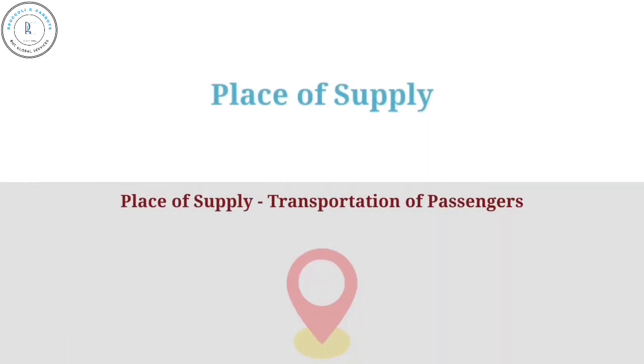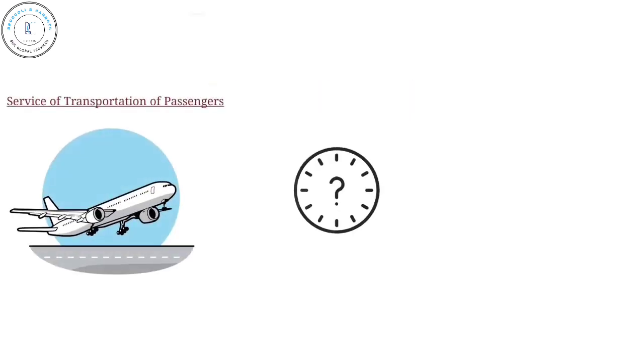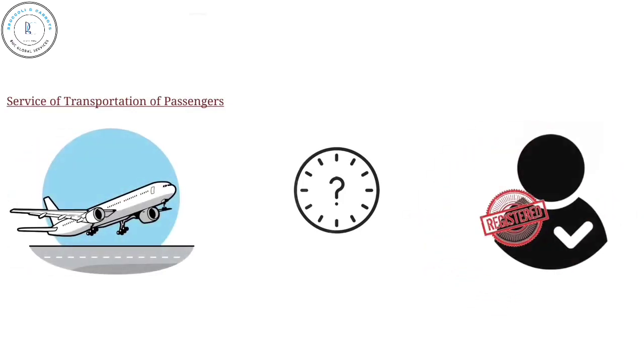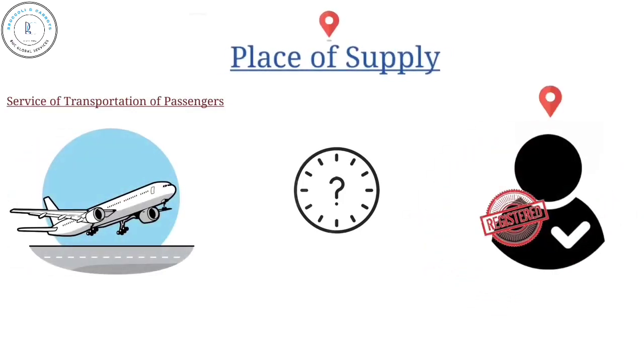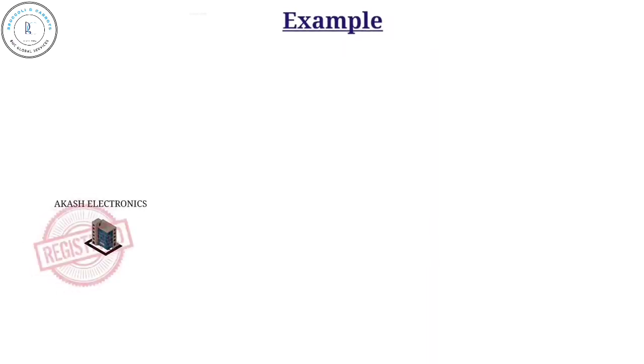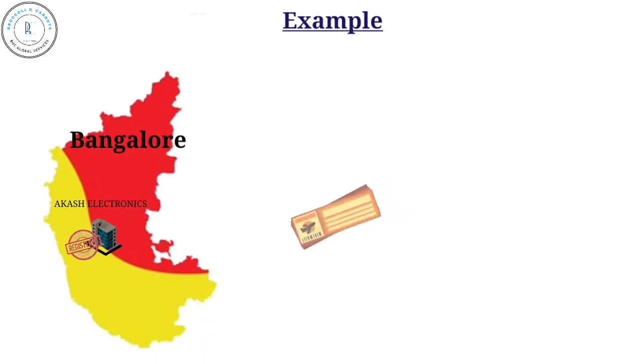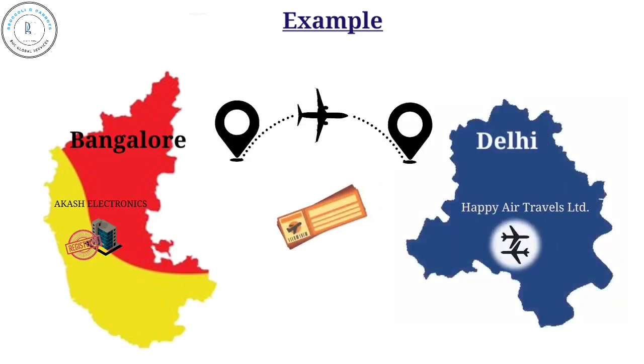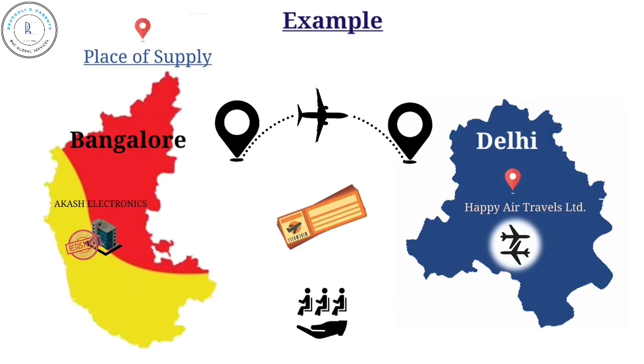Today, we shall be discussing the concept of place of supply in case of transportation of passengers. When service of transportation of passengers is provided to a registered person, place of supply will be the location of such person, the receiver. Example: Akash Electronics, registered in Bangalore, purchased corporate flight tickets from Bangalore to Delhi from Happy Air Travels Limited's Delhi branch. Supply of services: transporting passengers. Place of supply will be Karnataka, the location of the registered person. And IGST will be charged.